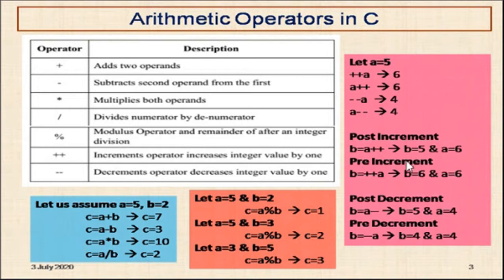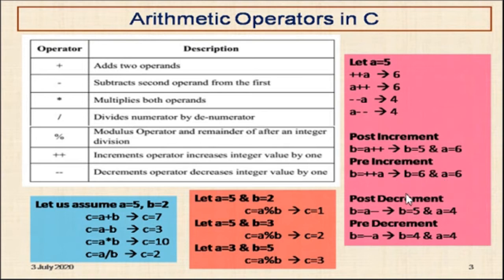In pre-increment, here you see B is equal to plus plus A. So pre-increment, as the name implies, the increment operation is performed prior to the assignment operation. So already A is assumed to be 5. Because of this increment operator, 5 becomes 6. Then 6 will be assigned to B. So now for this operation, both B and A are 6.